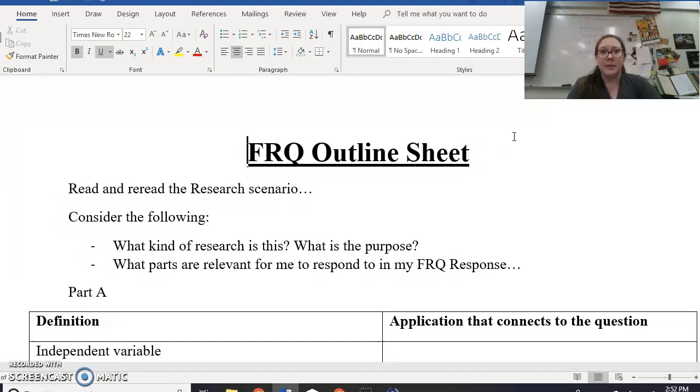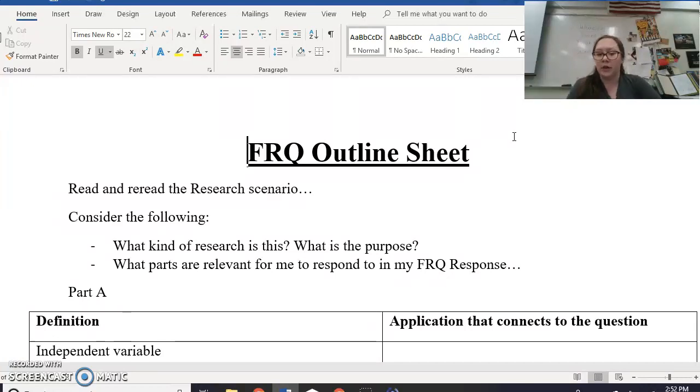But let me put it to you this way. Almost all FRQs have a little bit, if not a lot, of Unit 2 in them because it really does help to formulate good questions for you to assess and apply concepts to. So read and reread the research scenario. I cannot stress this enough. You need to be comfortable with it. You need to really consider the following.